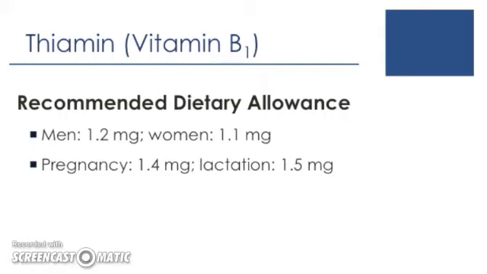We'll now go through the recommended dietary allowance, or RDA, for thiamine. You see that for men, the RDA is 1.2 milligrams, for women, 1.1 milligrams. Pregnancy, it's slightly higher, 1.4 milligrams, and also lactation, it's slightly higher, with the RDA being 1.5 milligrams. There's little danger of toxicity for thiamine, and there is no tolerable upper intake level for thiamine.